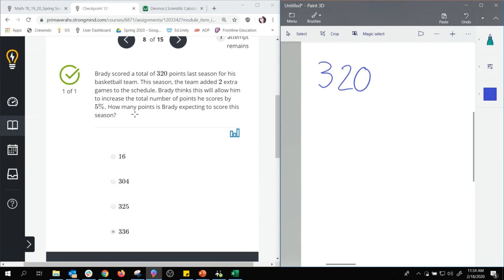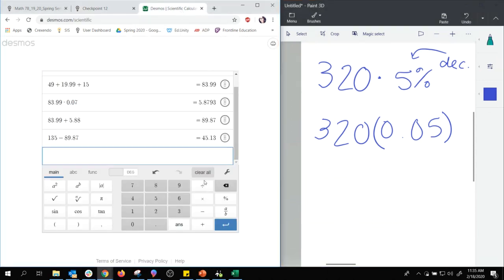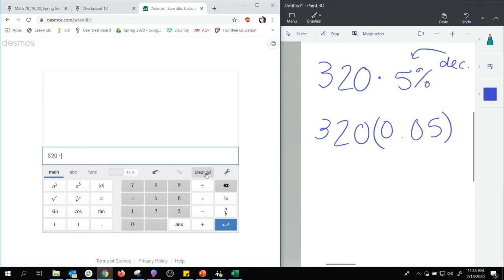The 5%. Perfect. So I'm going to take 320 and multiply it by 5%. But remember to change your percent to a decimal always. So I'm going to have 320 multiplied by what number? What is 5% as a decimal? 0.05. Perfect. Don't forget the extra 0. So let's clear all this. 320 times 0.05. That means he's expecting his score to go up by 16 points.